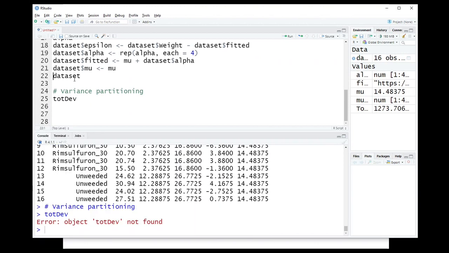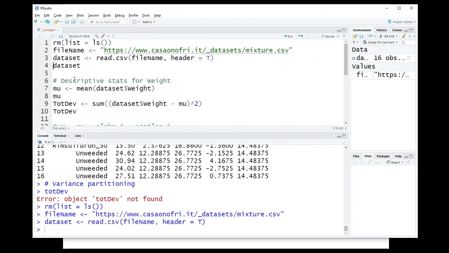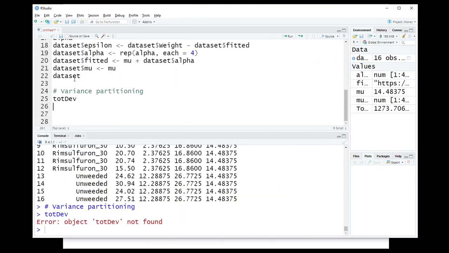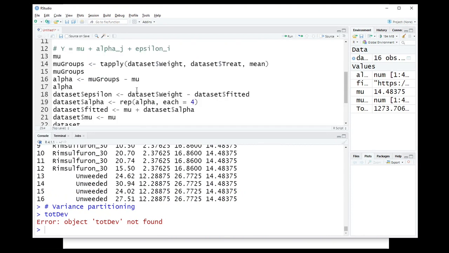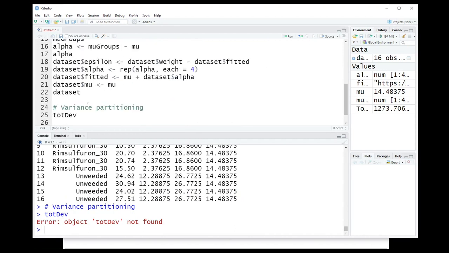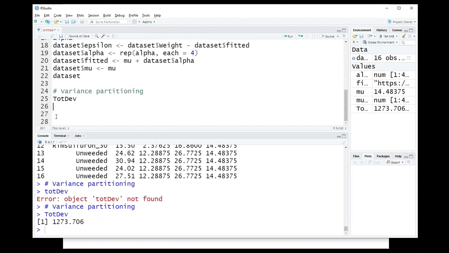Oh, sorry. I have cancelled everything. I need to rerun all the code. Tot dev, this is capital. Okay. So it expresses the variability of yield, the overall variability.